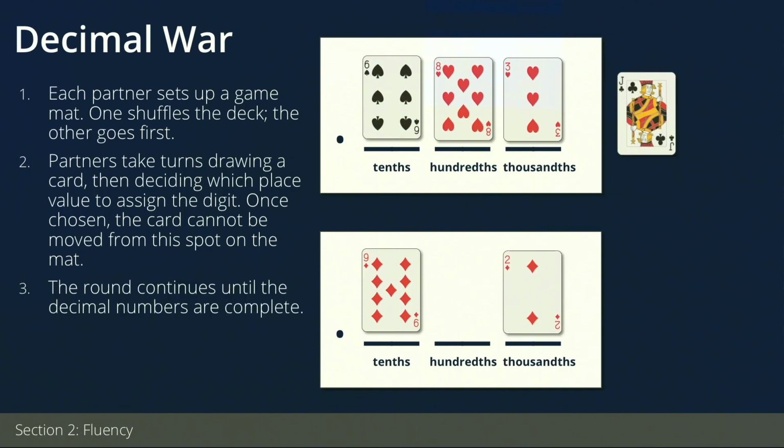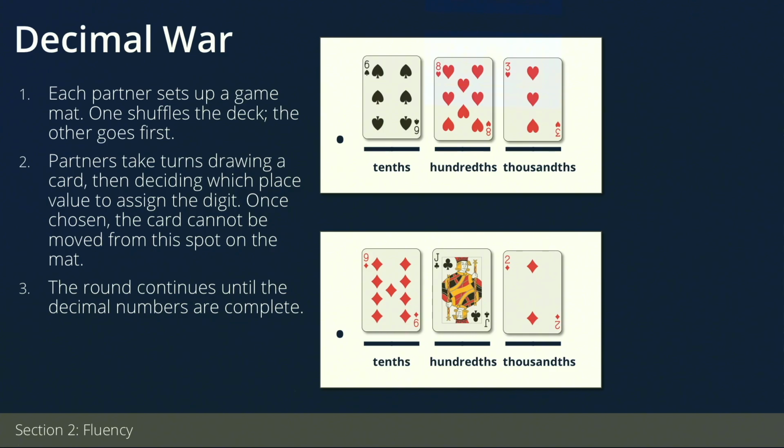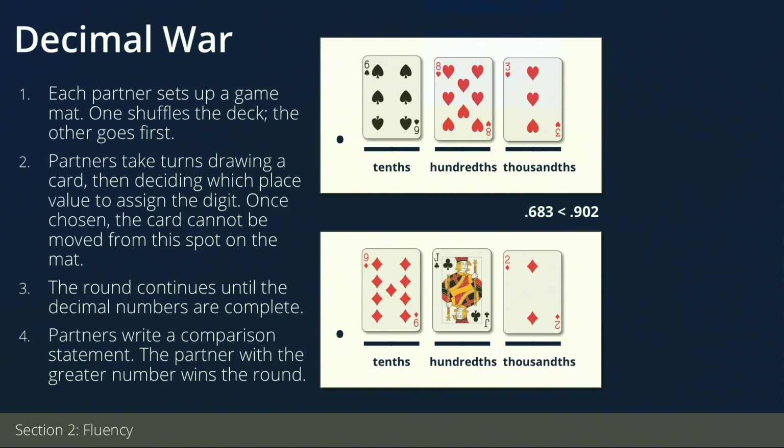Then students choose another card and then they go ahead and fill in their cards. Here we can think about those face cards as having a value of 0. So the student on the top created a decimal of 683 thousandths, and the student on the bottom created a decimal of 902 thousandths. So the student that has the comparison that is greater, they win the round.